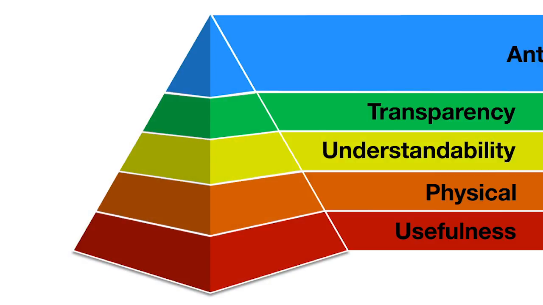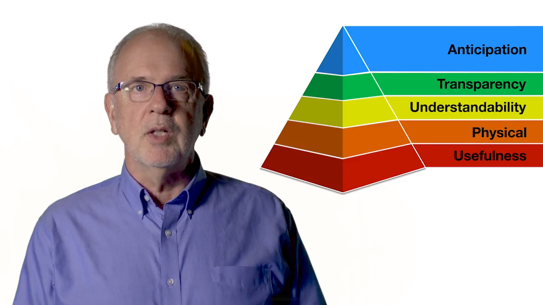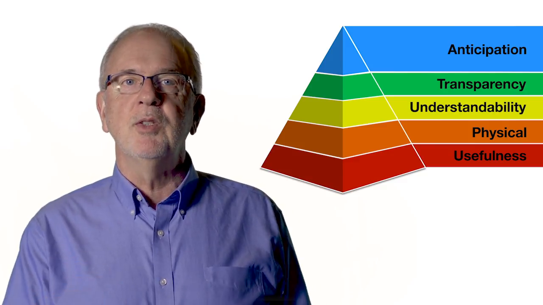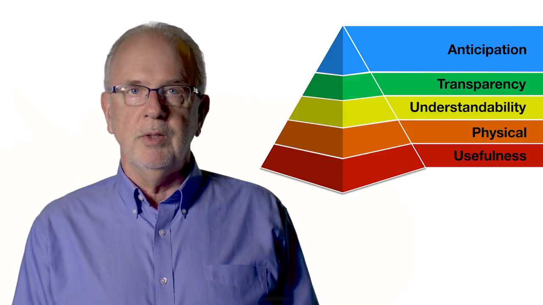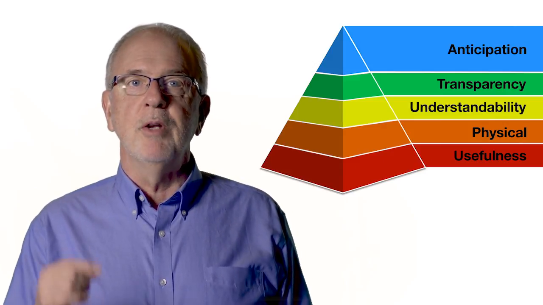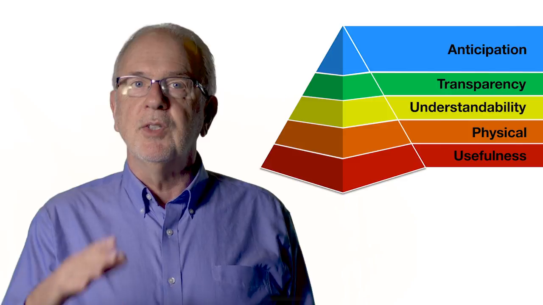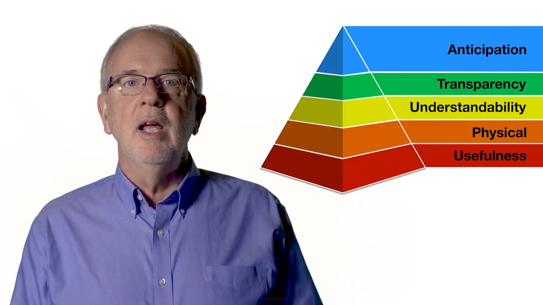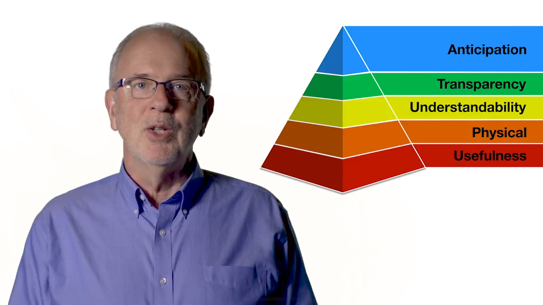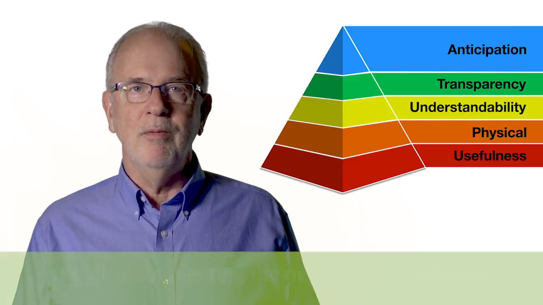The top layer is the anticipation layer. In the anticipation layer, artificial intelligence is used to anticipate the needs of the end user. In this layer, systems and applications provide services to the user before the user is even aware of the need for the service. In a perfect implementation of the anticipation layer, the system provides the service to the end users before they realize they need it, and it's done transparently, so the end users are not even aware of it.